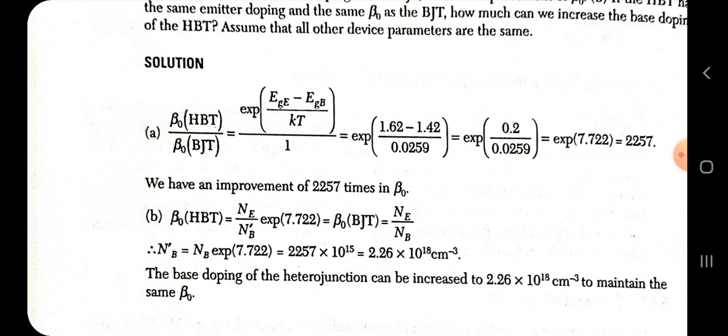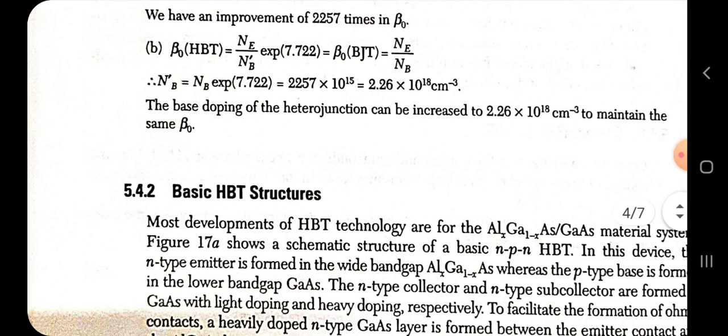Beta 0 of HBT is equal to Ne by Nb dash exponential of 7.722. This is equal to beta 0 BJT, which is equal to Ne by Nb. Nb dash is equal to Nb exponential of 7.722. This is equal to 2257 into 10 power 15. This is equal to 2.26 into 10 power 18 per centimeter cube. The base doping of the heterojunction can be increased to 2.26 into 10 power 18 per centimeter cube to maintain the same beta 0. Now we discuss the basic HBT structures.